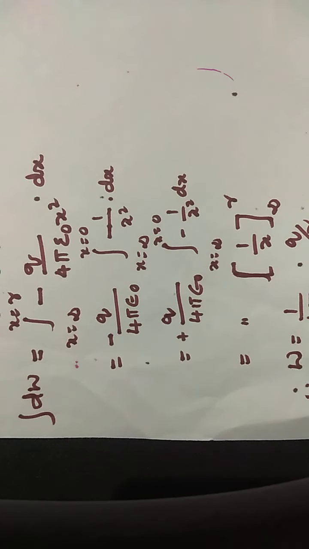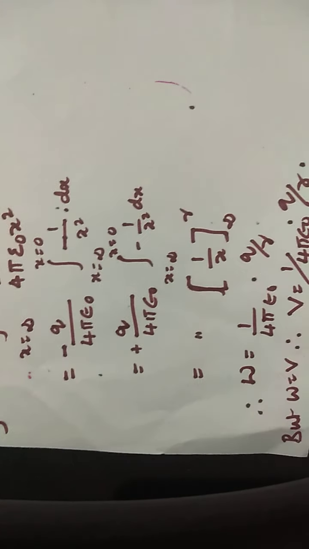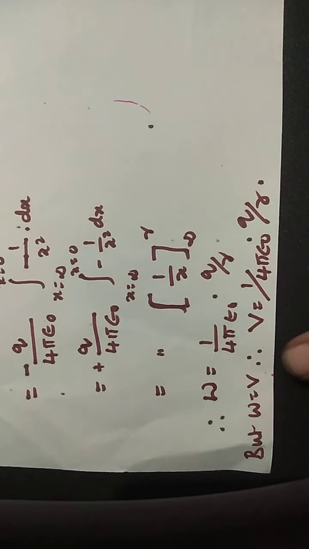But this work done in moving the charge from infinity to a given point is nothing but the electric potential at that point. So therefore we can write V is equal to 1 by 4 pi epsilon naught Q by r. So this is all about electric potential as a line integral of electric field, and electric potential due to a point charge.